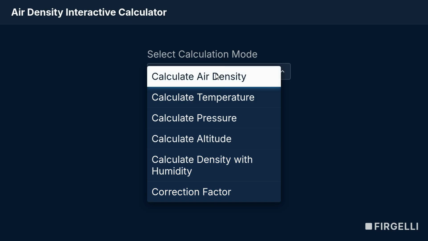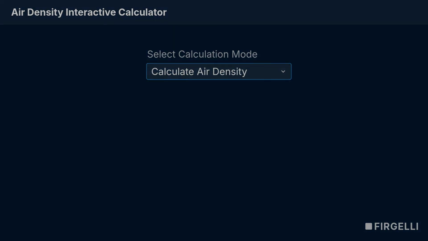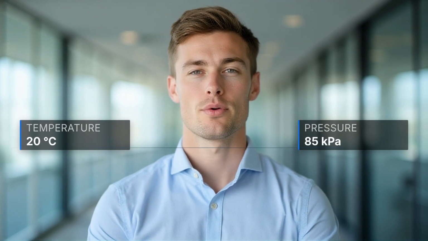For today's demonstration, I'll select Calculate Air Density. This mode shows 2 input fields, temperature in degrees Celsius and pressure in kilopascals. The calculator then outputs the air density in kilograms per cubic meter.